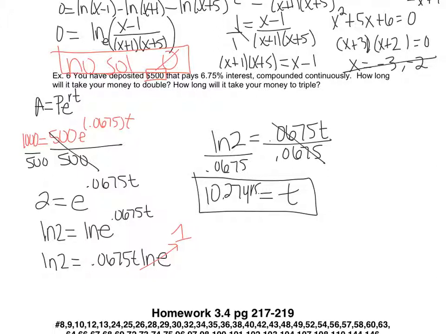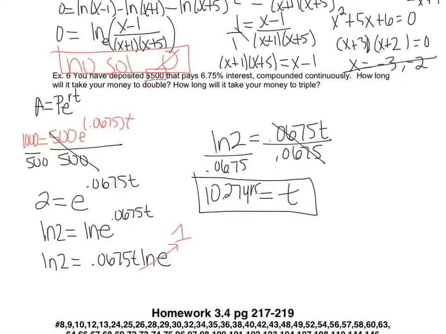Now the next question says, how long will it take your money to triple? So I'm going to leave this to you. You're going to do the same process and solve the same equation. The only difference is that this amount right here, instead of being 1,000, is going to be 1,500. So you're going to use 1,500 right here, but your equation is going to be set up exactly the same. I'm going to let you follow that and see if you can do that on your own.